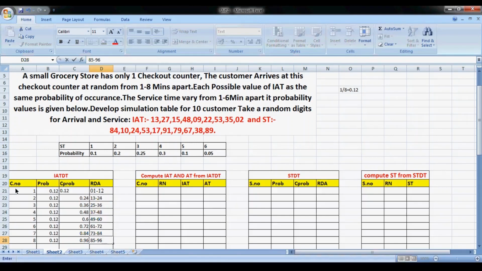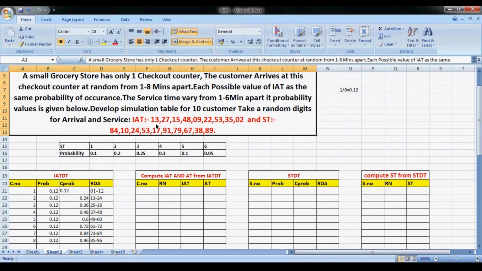Once again, I will repeat it. A customer arrives at this checkout counter at random from 1 to 8 minutes apart. Each possible value of interval time has the same probability of occurrence. First we write down the interval time distribution table: customer number, probability, cumulative probability, and random digit assignment. For 8 customers, each has an equal probability, so 1 divided by 8 gives 0.125. Because the random digits are 2 digits, we consider only two digits after the decimal, so all the customers have an equal probability.